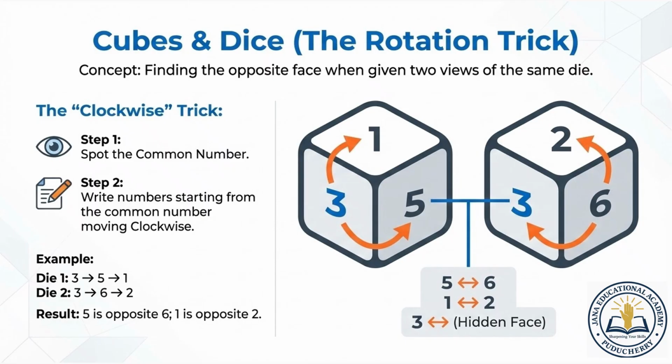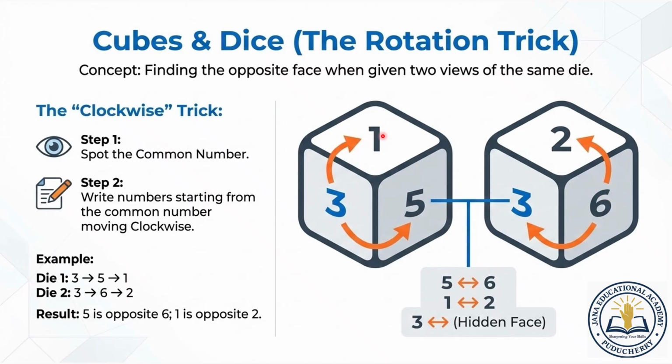Okay. The next one is nothing but cubes and dice. How will it be rotated, right? It is about finding the opposite face of the two views. You see that here it is mentioned as 3. You are facing a 3. At the top is 1, and this side is 5. Similarly, with 3, if we rotate in the anti-clockwise direction, the other 2 sides are 2 and 6.